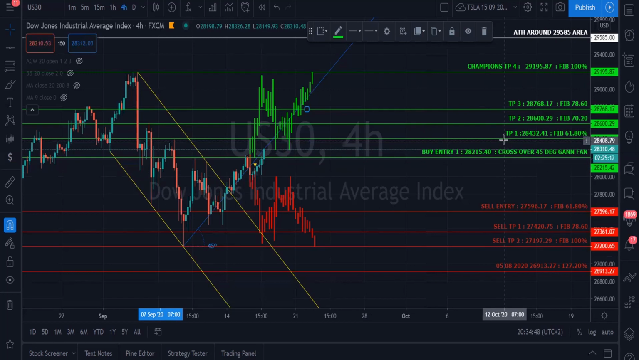Okay, so then the next line, what I've done is that I've worked out my TP to be in this figure. Okay, so 28,400 something. Then I put another TP at this figure, and so on and so on.